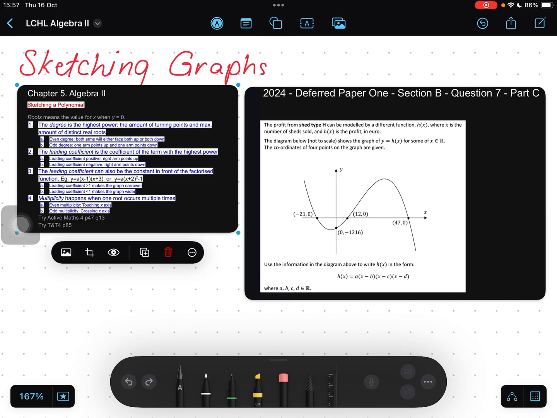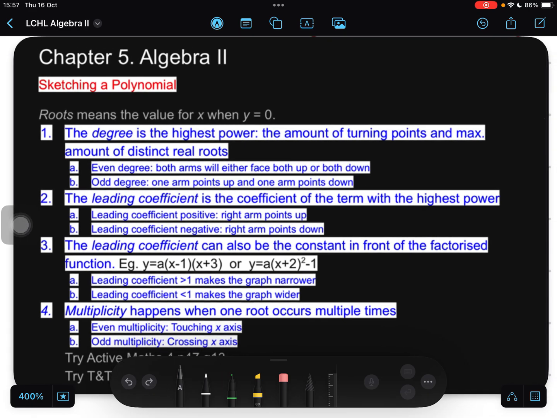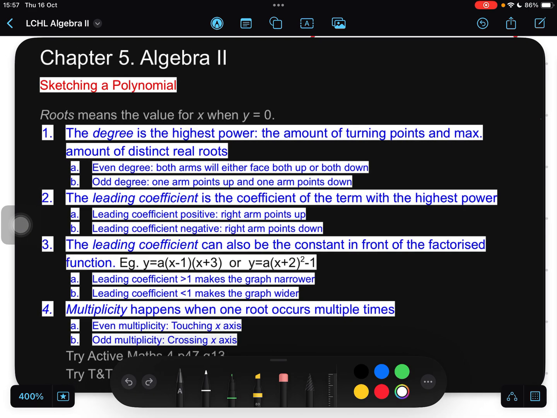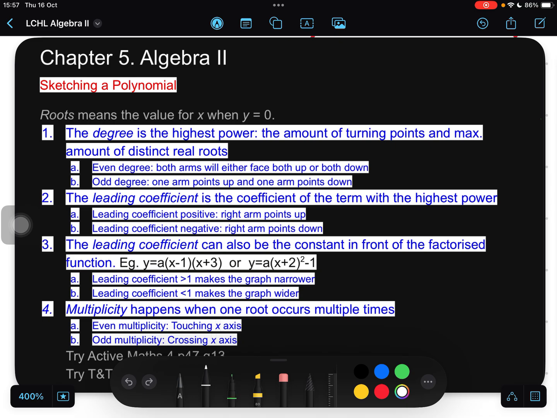Okay, so if we are looking at sketching graphs, a quick recap on our rules before we look at an exam question. We've seen all these rules with a quadratic before in the junior cert. So I'm going to put a quadratic up here just to allow us to think about some of those rules. Okay, so there's a quadratic.